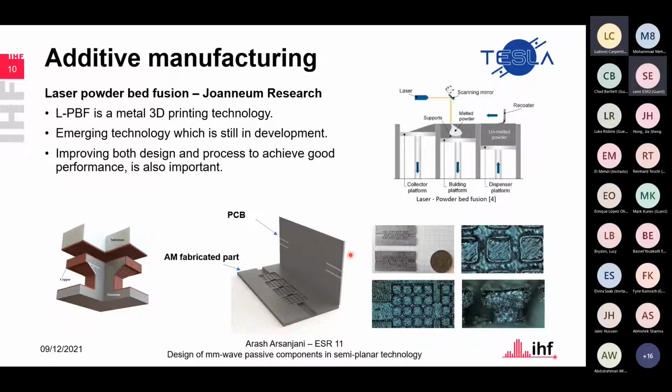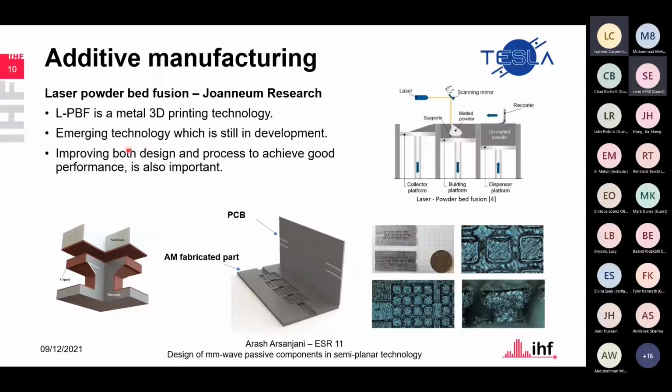And I did also do some study on the additive manufacturing side. The additive manufacturing that I was using was called laser powder bed fusion, which was provided by a partner company called Yonim Research. They had this laser powder bed fusion, which is a metal 3D printing technology. And what I decided to use was to use this for manufacturing my components.